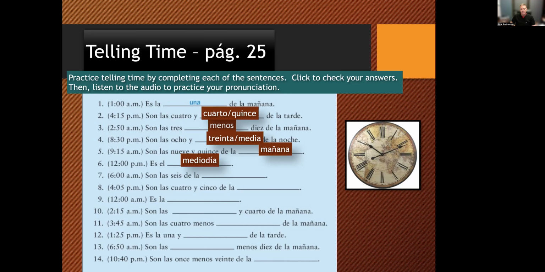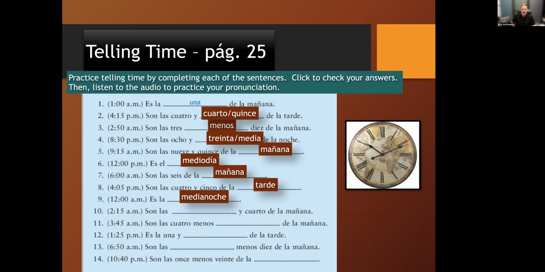Número 7, 6 a.m. Son las 6 de la mañana. Clases, repitan, son las 6 de la mañana. Muy bien, número 8. Son las 4:05 de la tarde. Clases, repitan. Son las 4:05 de la tarde. Número 9. Es la medianoche. Clases, repitan. Es la medianoche.